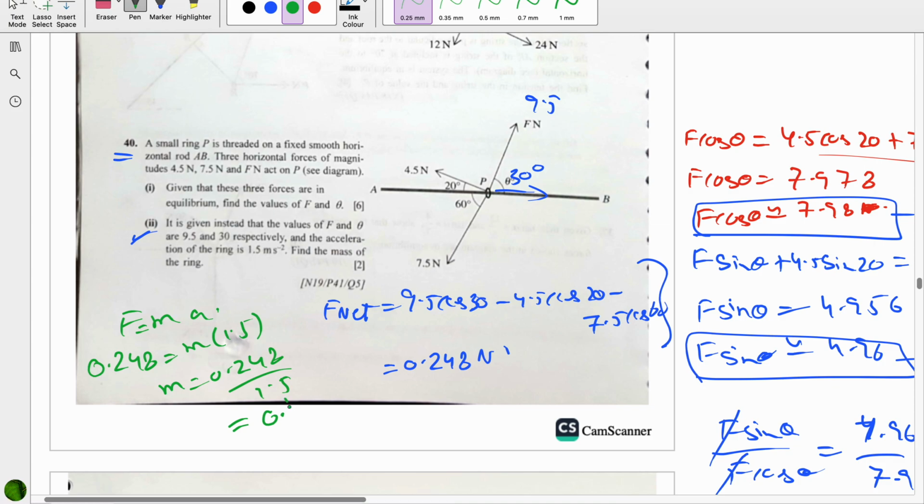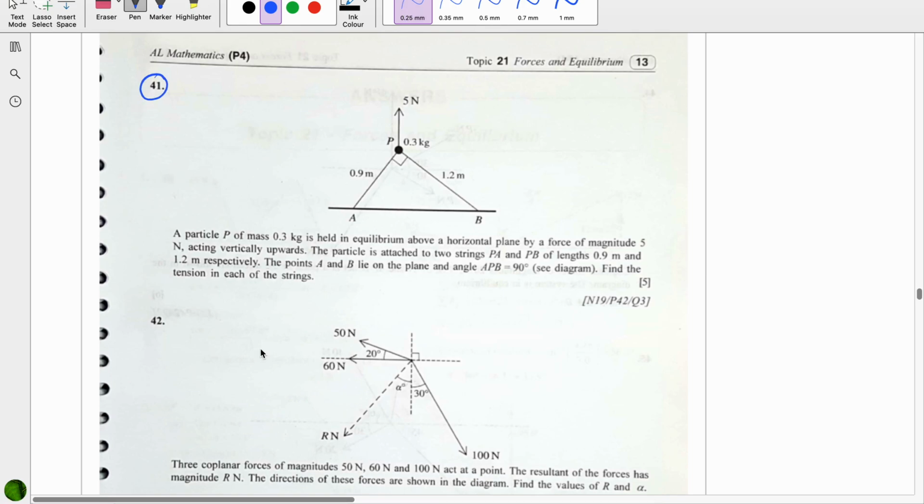And we get 0.165 kgs or 165 grams. Clear? Let's have a look at question number 2041.